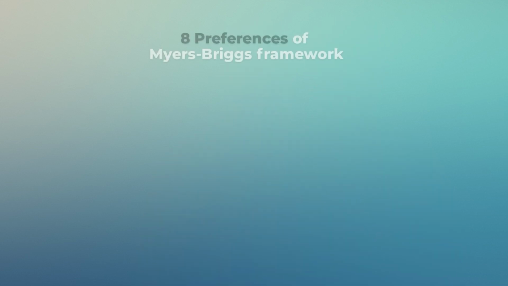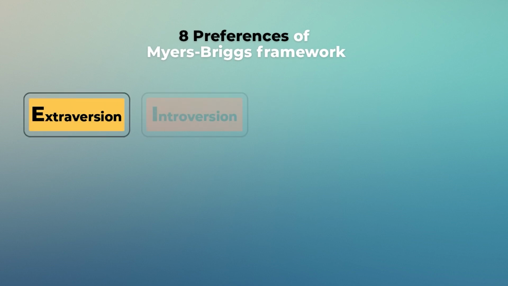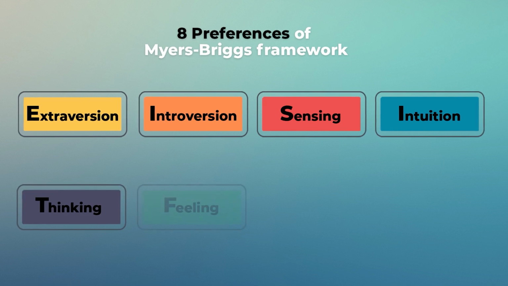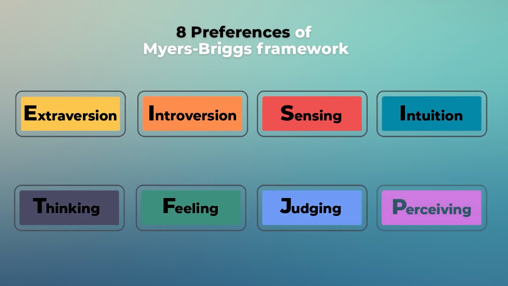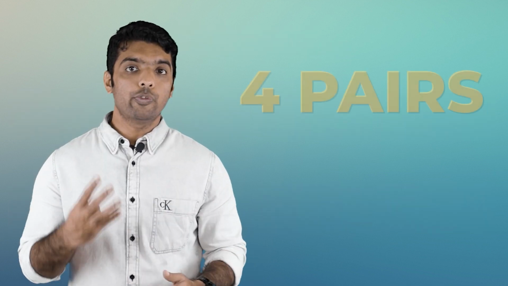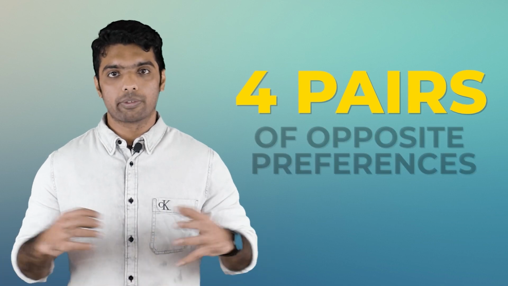Let's get started discussing the Myers-Briggs framework. As a part of this framework, 8 preferences have been defined. Those are extraversion, introversion, sensing, intuition, thinking, feeling, judging and perceiving. So these are the 8 preferences this framework has. And this framework is making 4 pairs of opposite preferences.